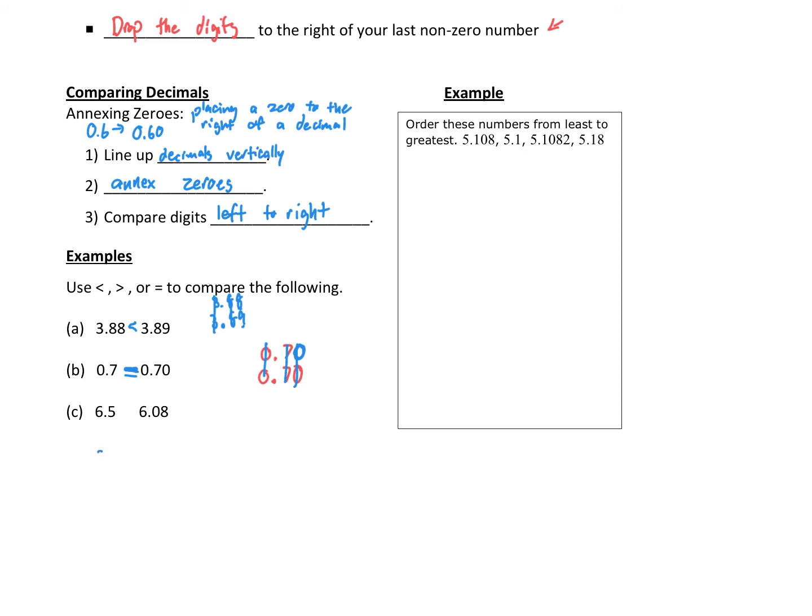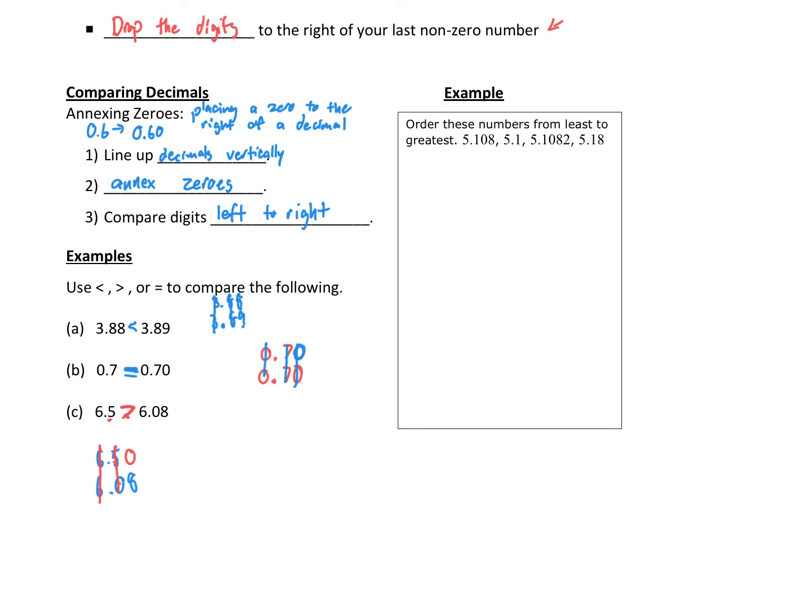Okay, example C. Line them up vertically. 6 5/10 and 6 8/100. We do have to annex a 0 here. Okay. Now we look left to right. 6's are the same. The tenths place value is different. 5 is bigger than 0. So 6 5/10 is greater than 6 8/100. $6 and 5 dimes is bigger than $6 and 8 pennies, even though 8's bigger than 5.